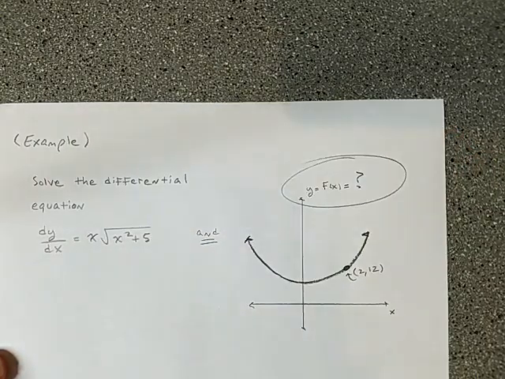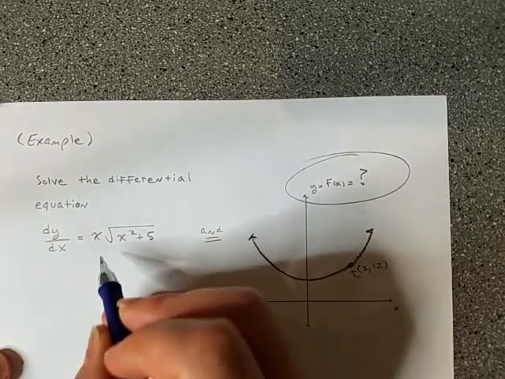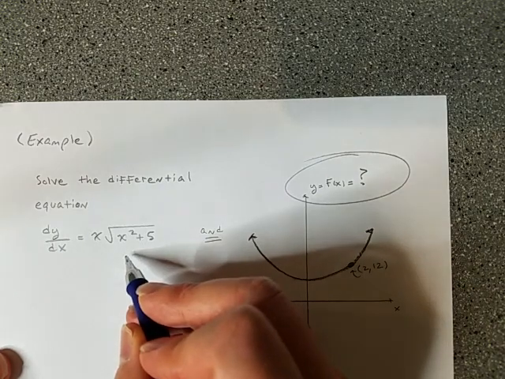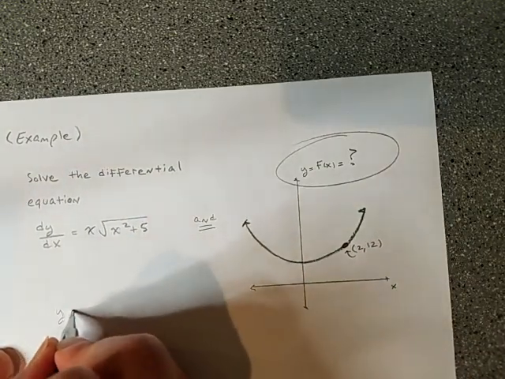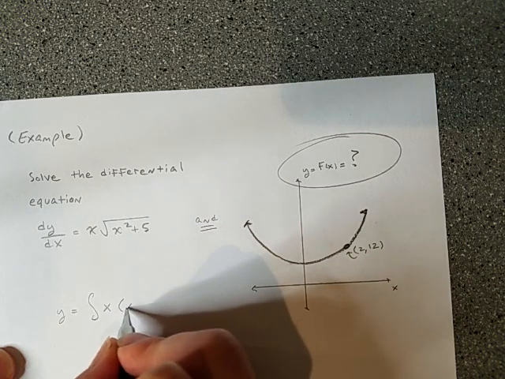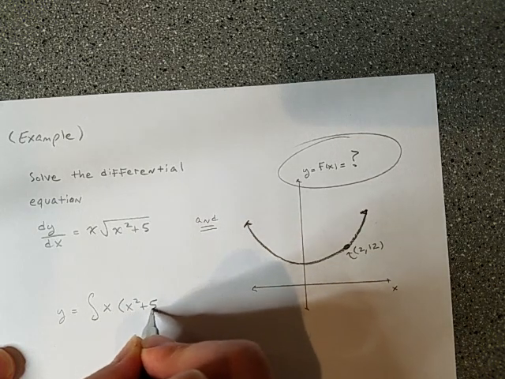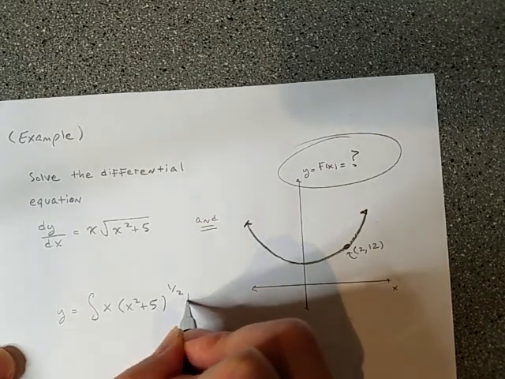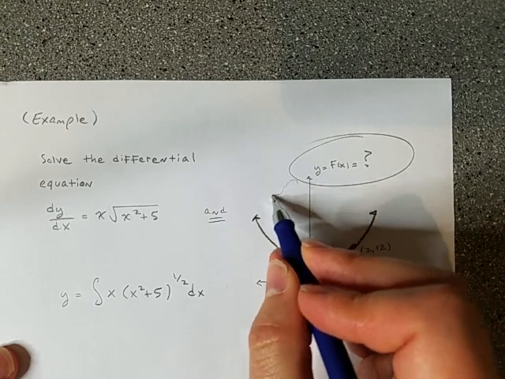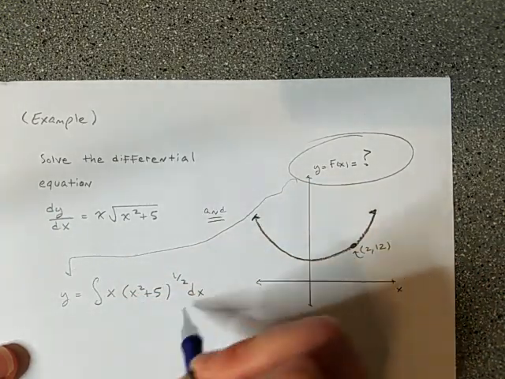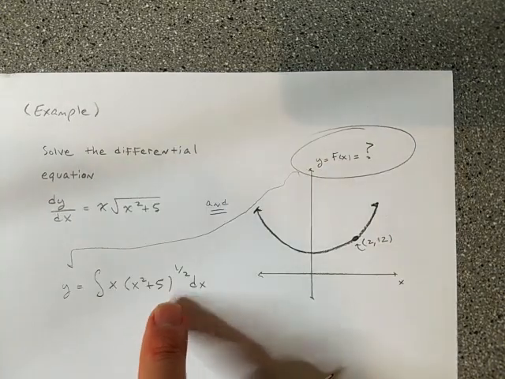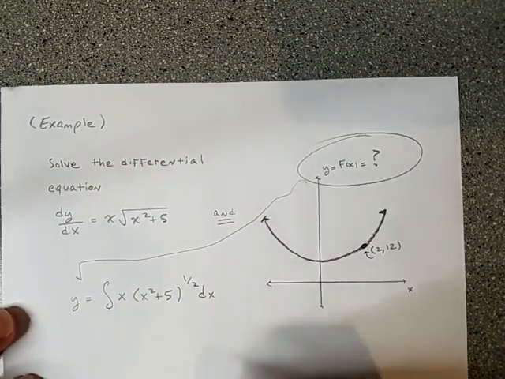So first thing, the way I would find y, if this is its derivative, is to take the antiderivative of that. So y would be the antiderivative of x times (x squared plus 5) to the 1/2 power. Initially, that's what you're looking for. How do you do this, though? What's the technique? This is a U-substitution problem.